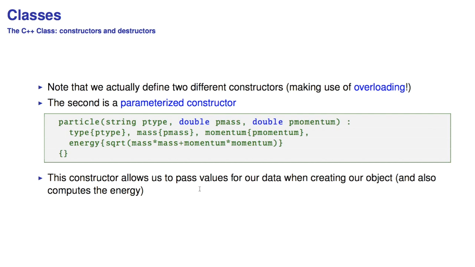So also I said we had this parameterized constructor as well, which allows us to pass data when creating an object. It also computes the energy, which is clearly a useful thing to do. So we don't have to do it ourselves.